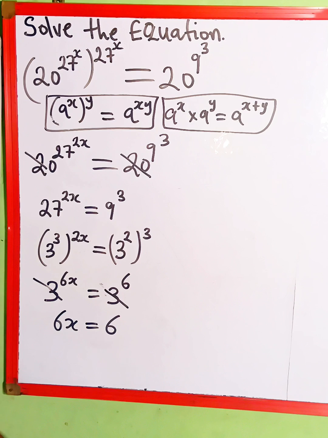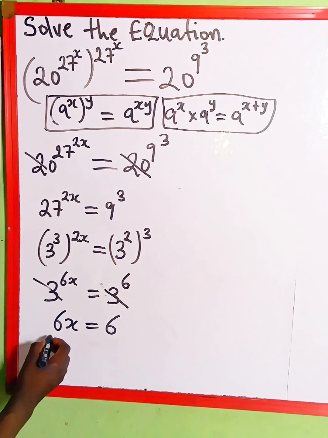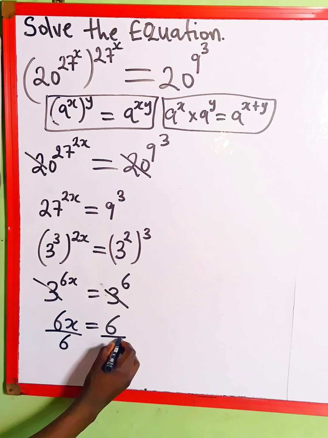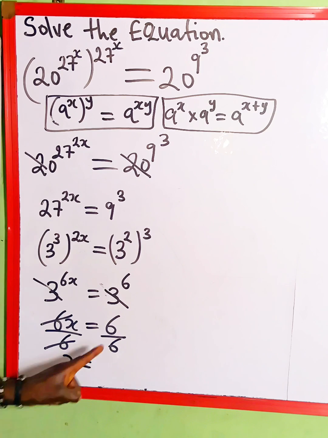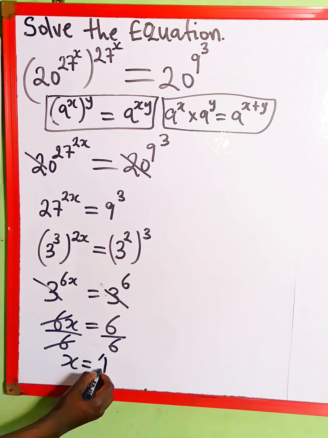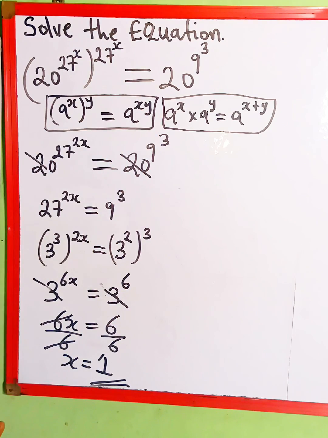Now the next thing we're going to do is to divide both sides by the coefficient of x. Remember, we are looking for the value of x. So we divide the left hand side by 6, also the right hand side by 6. So this 6 is going to cancel this 6. x now will be equal to 6 divided by 6, which is the same as 1. So therefore, 1 is the value of x that satisfies this exponential equation.